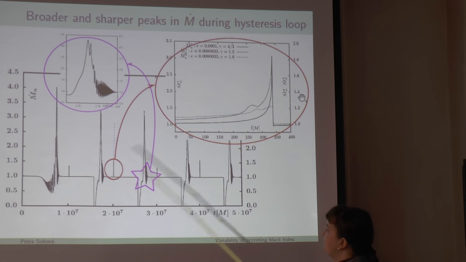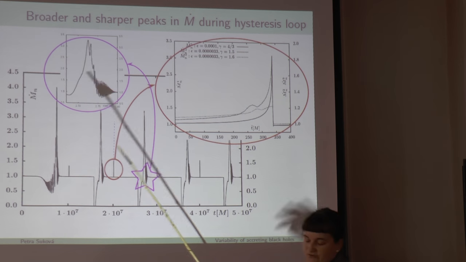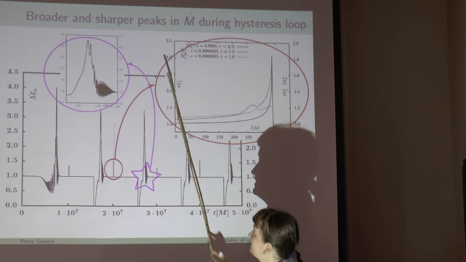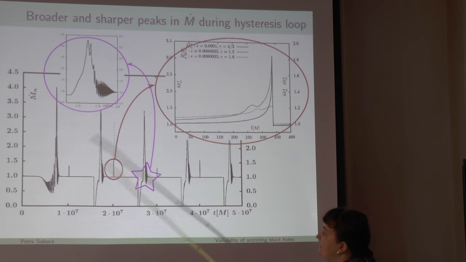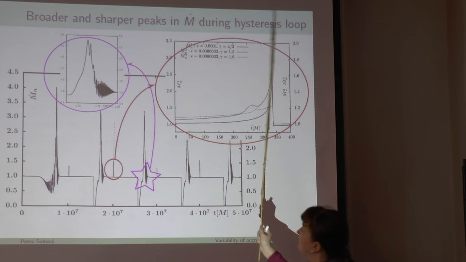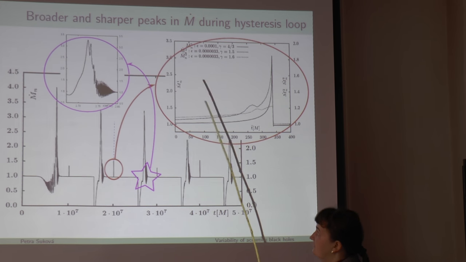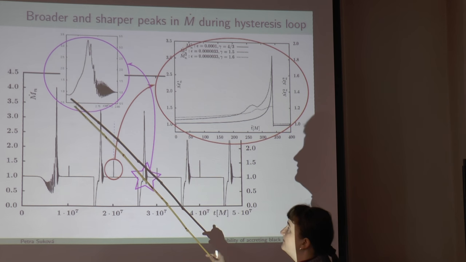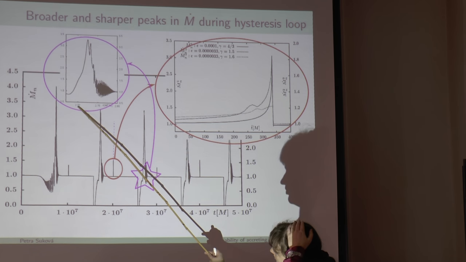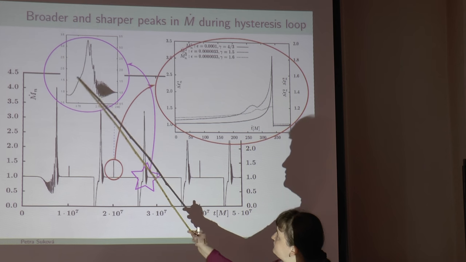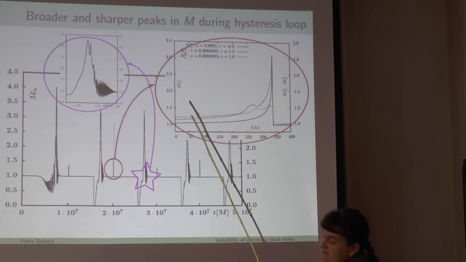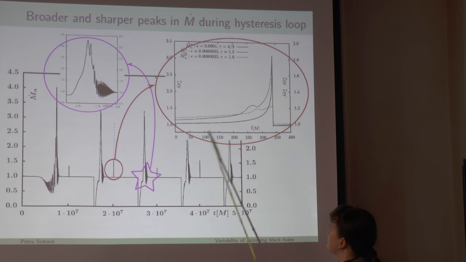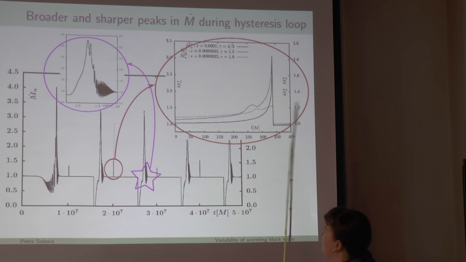And we can also look at the mass accretion rate during our computation. And this is the graph of the mass accretion rate. And we have found out that there are two peaks of accretion rate. One is broader. This is like half a million of m, the duration of this peak. And the other one is very, very short. So this is only like 200 of m.